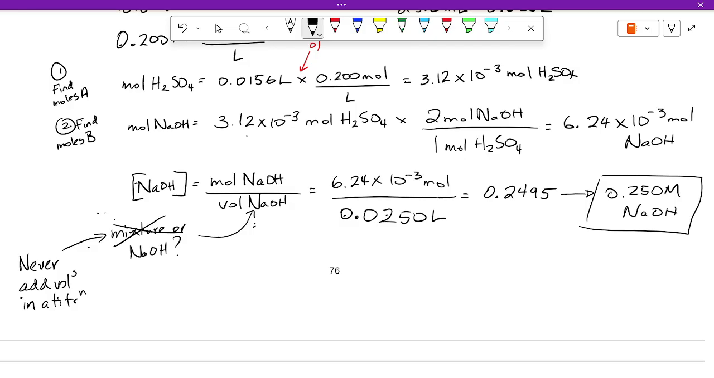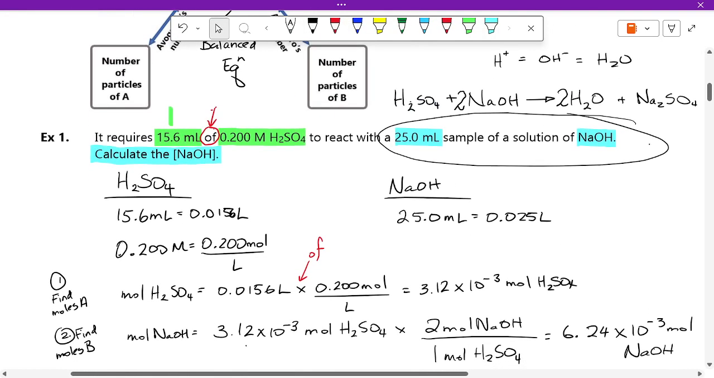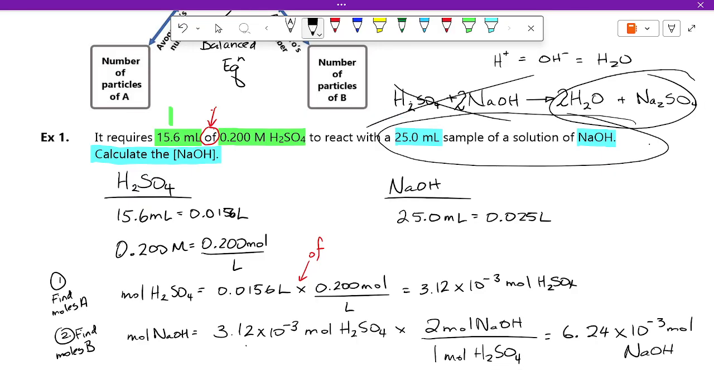Here's the reason we don't add the volumes: if we add the volumes, we are implying a concentration of NaOH after I have mixed them. And the answer is 0, because it is all gone. So it just makes no sense.